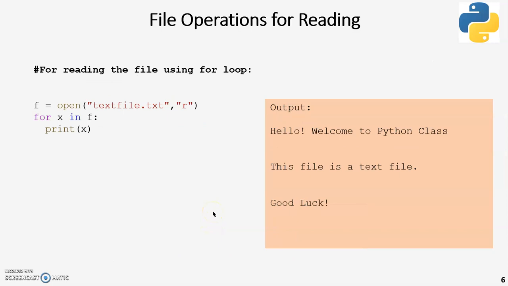Now let's see reading the file using a for loop. This is also possible, if we want to read one line at a time. In a similar way I can do it with the for loop: for x in f, where f is the file object, print x. Each time you are going to print one line at a time.